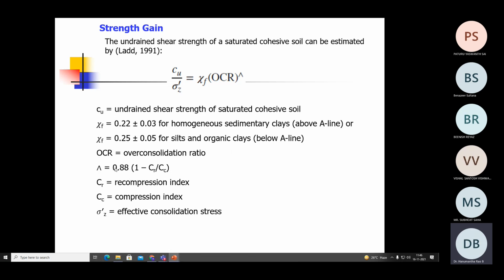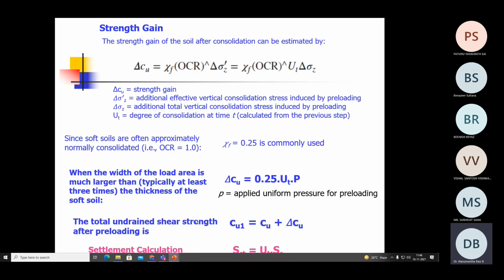The power cap is 0.88 times (1 minus Cr by Cc). Cr means, suppose when you have done the consolidation, the slope between e versus log sigma is Cc, that is the compression index. But if you remove the load, then there is a rebound. So that rebound slope is called the recompression index, where sigma dash z is the effective consolidation stress, that is the overburden pressure.